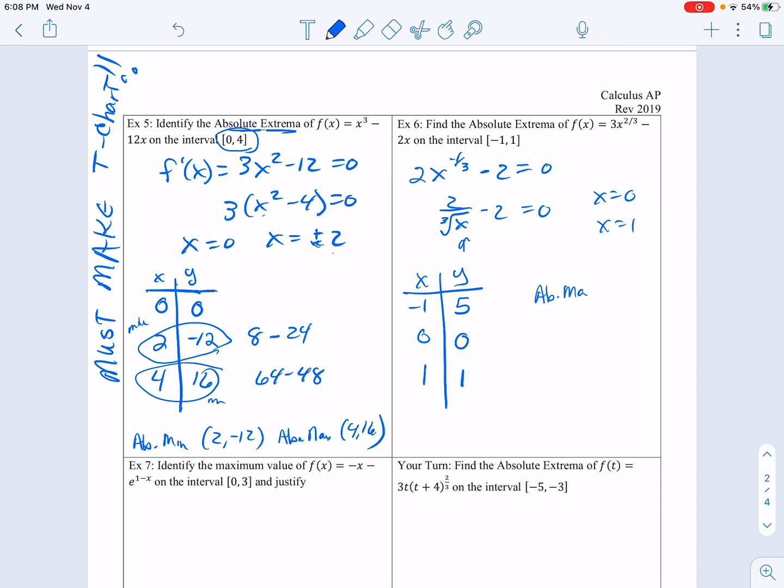Absolute max, negative 1, 5. Absolute min, 0, 0. Okay?